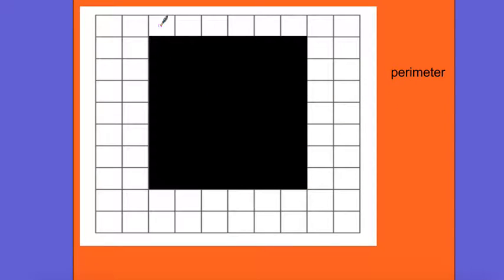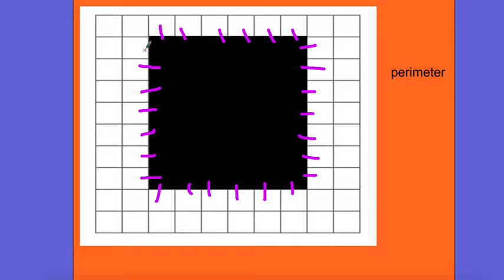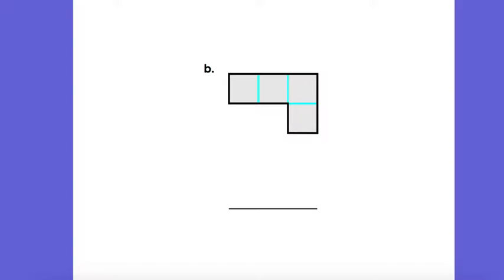All right, let's try this one. 1, 2, 3, and so on up to 26. So the distance all the way around the perimeter is 26. Okay, let's try this one. 1, 2, 3, 4, 5, 6, 7, 8, 9, 10.